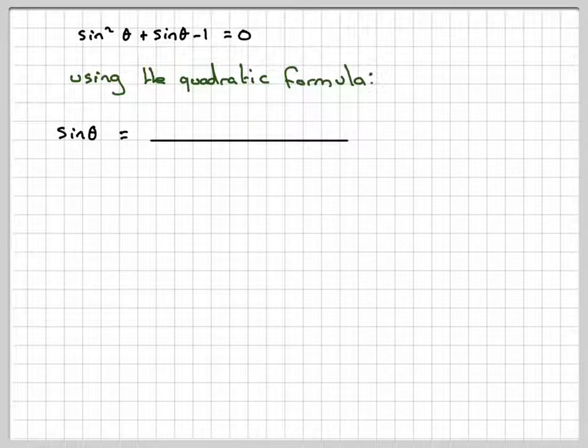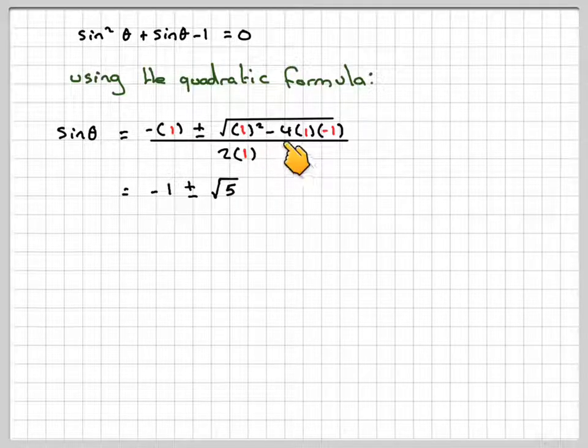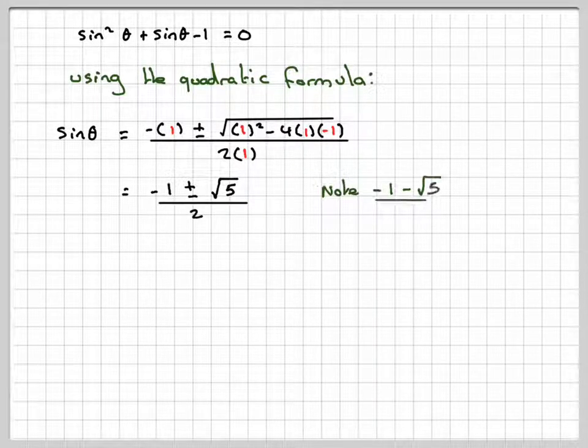So sine theta will be minus b, which is minus 1, plus or minus root of 1 squared minus 4 times 1 times minus 1, divided by 2 times 1. So that gives me minus 1 plus or minus root 5. That's 1 plus 4. It's plus because it's got a minus and minus. This is why you must substitute in with brackets. Divided by 2. Now, if you look at minus 1 minus root 5 over 2, that's less than minus 1, so there's no solution for sine theta.